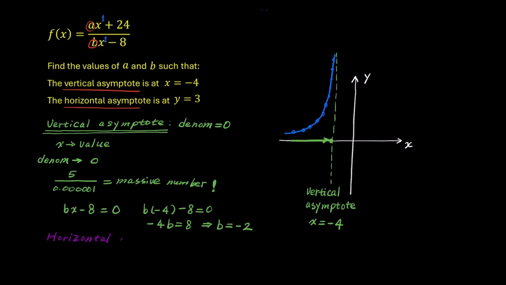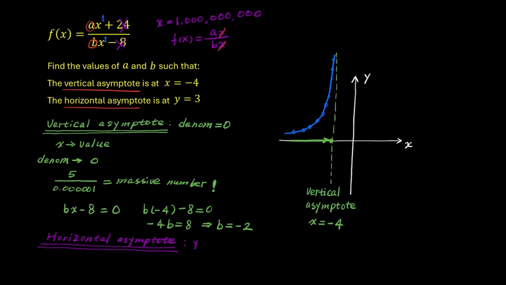Now let's look at the horizontal asymptote. To find this, we want to look at the end behavior. So basically, what happens to this graph when x becomes a massive number, like a billion or a trillion? If you have a billion on top and a billion on the bottom, that 24 and that -8 don't really matter anymore. They're just noise, right? They're not changing the value in any meaningful way. So we're essentially left with ax over bx. The x cancel out, and we're left with just the ratio a over b.